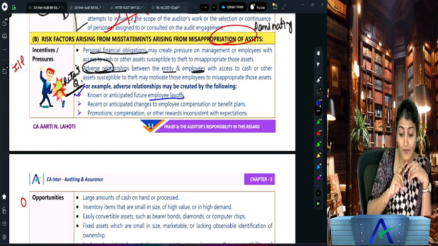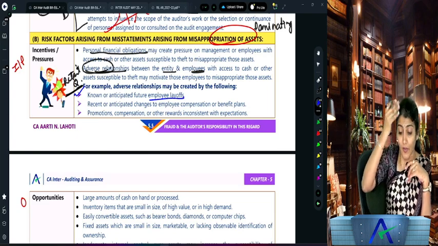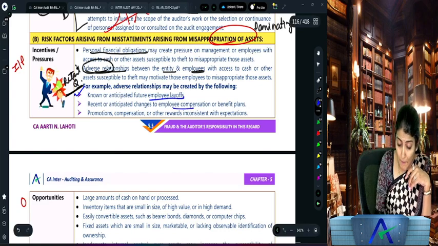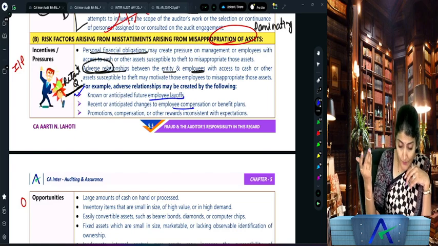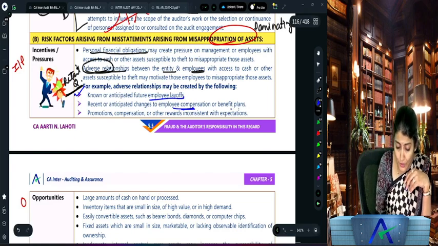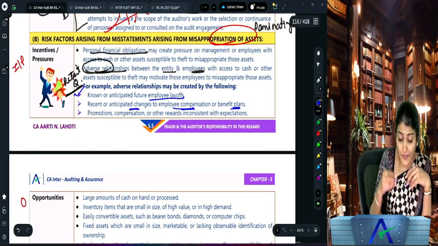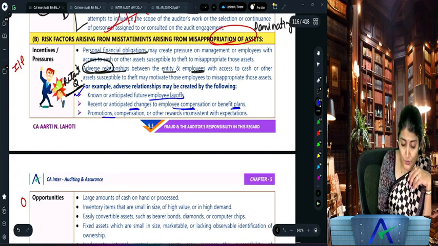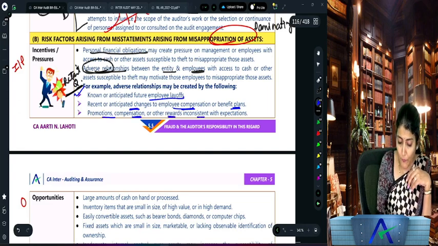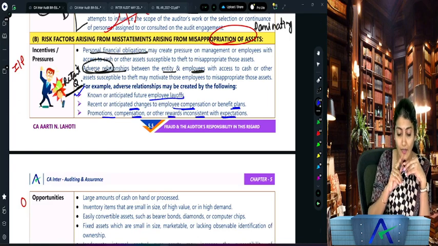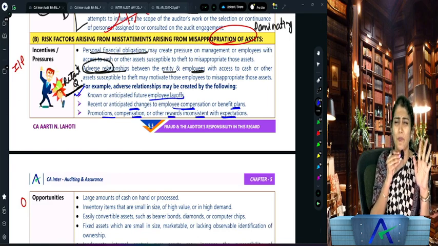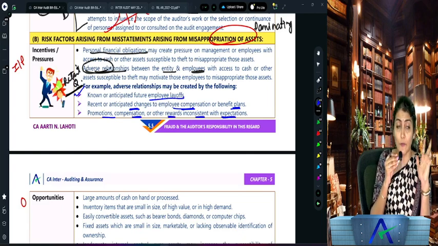Then what does it say? You expected a pay rise. But what does it say? They did not increase your compensation. So, employee compensation or benefit plans, there are anticipated changes. Or the promotion, compensation or other rewards are inconsistent with the expectations. They are inconsistent with the expectations, right?